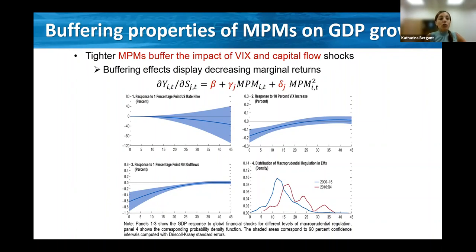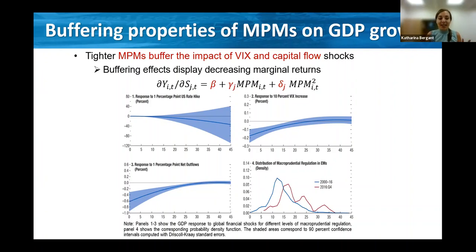And the same goes for net capital outflows. You see at the bottom left, you can see at very low levels of macroprudential regulation, a 1% change in net outflows has significant negative effects on growth. But as you move to the right, these effects become insignificant. And the bottom right graph is just to show you the distribution of macroprudential regulations.